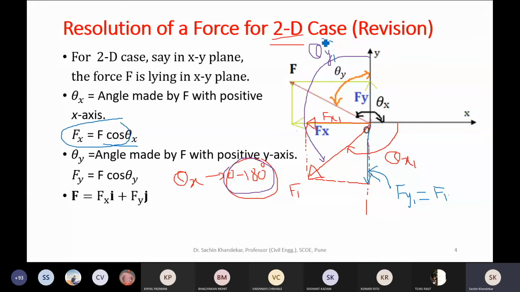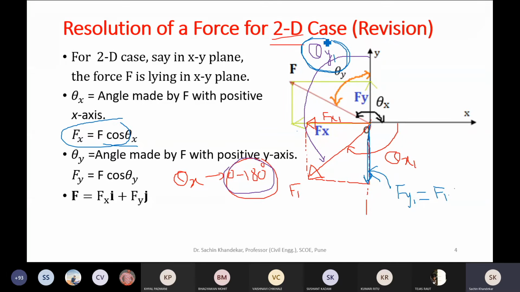So if theta y1 is the angle made by F1 with respect to the positive y-axis, as I have shown, what should be the y component of this force, which is Fy1? Now please answer. Minus F1 cos theta? No, don't give the minus sign again. Whether it is plus or minus will be taken into account by the value of theta.